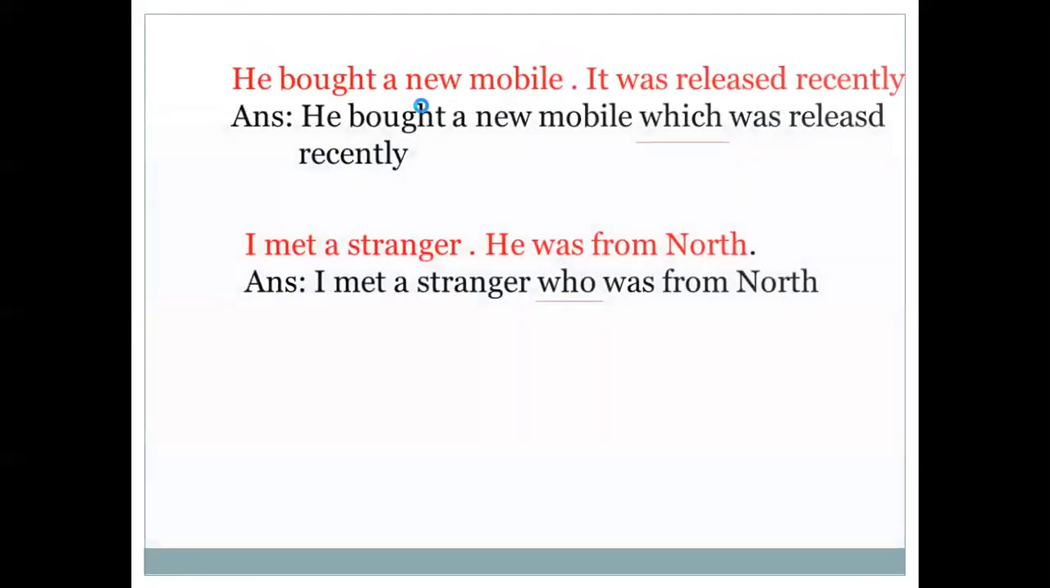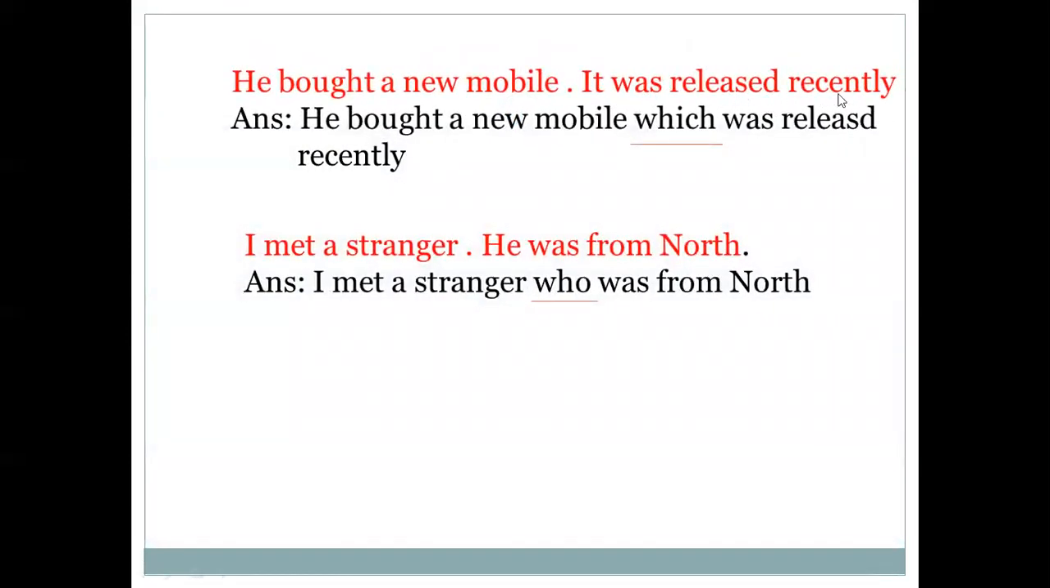And next, he bought a new mobile. It was released recently. So he bought a new mobile which was released recently. It refers to a thing, the person's object, so we have to use "which". I met a stranger, he was from the north. So we refer to a stranger, nothing but a person. So I met a stranger who was from the north. "He" was removed.